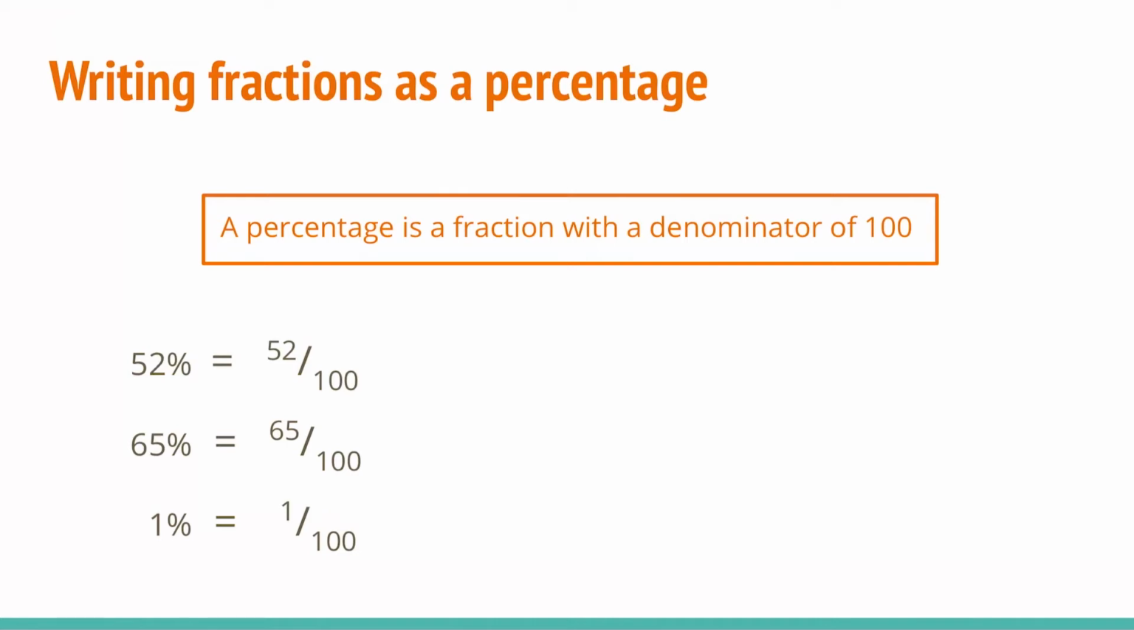So looking to convert between fractions, decimals and percentages. A percentage is just a fraction with a denominator of 100, because percent means per cent or per 100. So 52% is just 52 out of 100, 65% is just 65 out of 100, and 1% is just 1 out of 100.